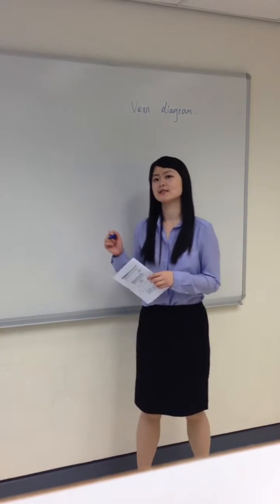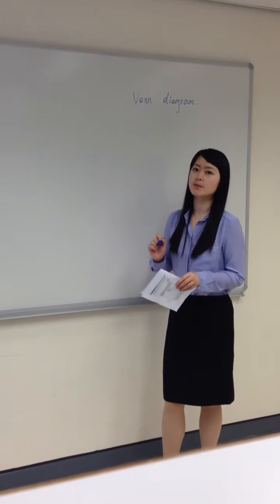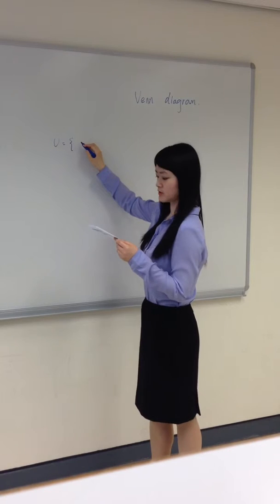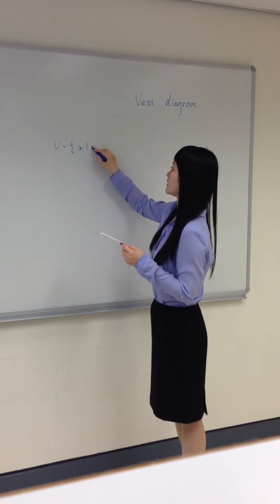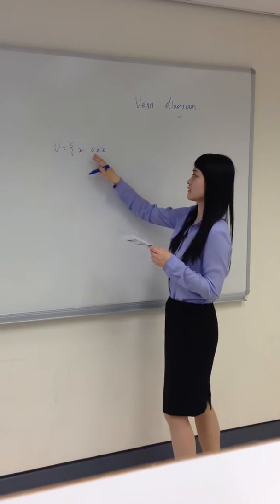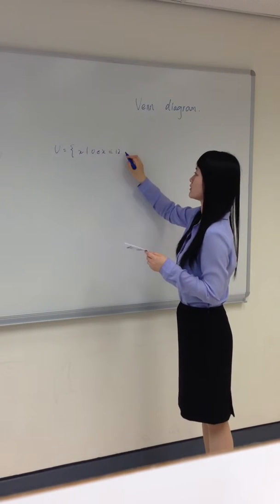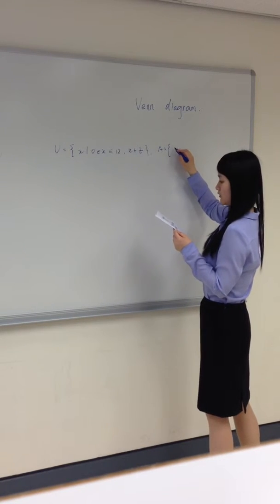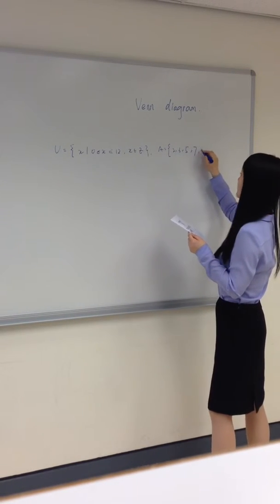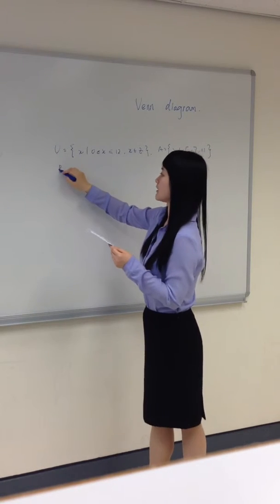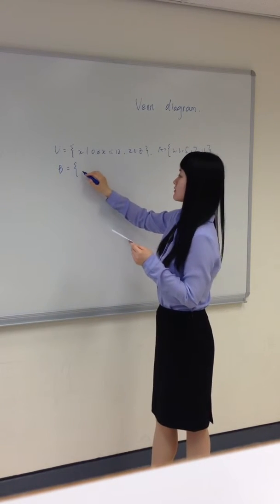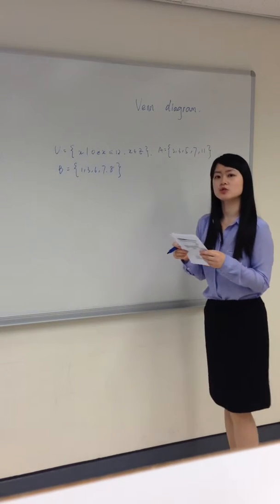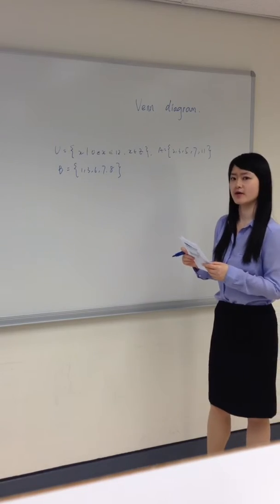Now let's look at another example, which is a little bit more complicated. Consider the set U, which consists of all the integers that are greater or equal to 0 and less or equal to 12. And set A consists of 2, 3, 5, 7, and 11. And set B, which consists of 1, 3, 6, 7, and 8. Now we need to show A and B on a Venn diagram.